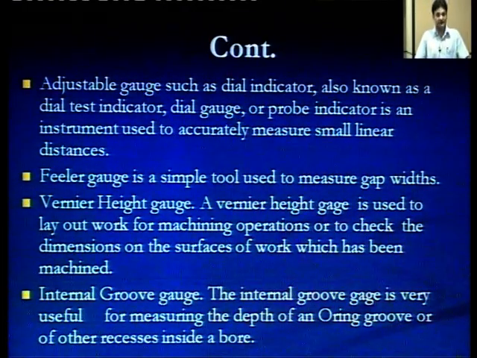Next comes the vernier height gauge for measuring height, as is specified from the name. We measure the height of the object with the help of the vernier height gauge. It is used for layout work for machining operations or to check the dimensions of the surface. That is how we can check the dimensions of the surface also with the help of this vernier height gauge. Next comes the internal groove gauge. The internal groove gauge is very useful for measuring the depth of an O-ring groove. Meaning for measuring the depth of the groove we use the internal groove gauge.